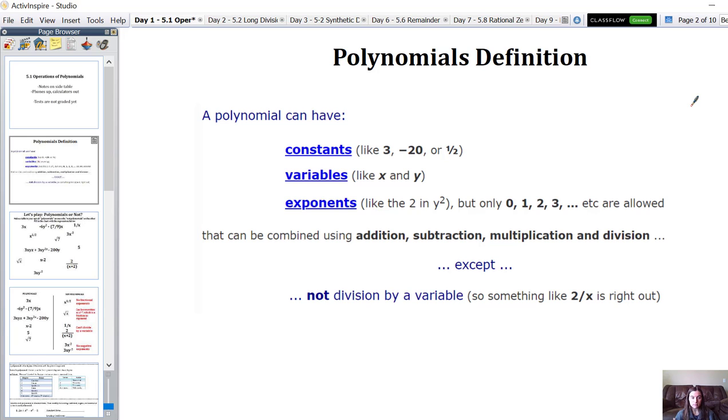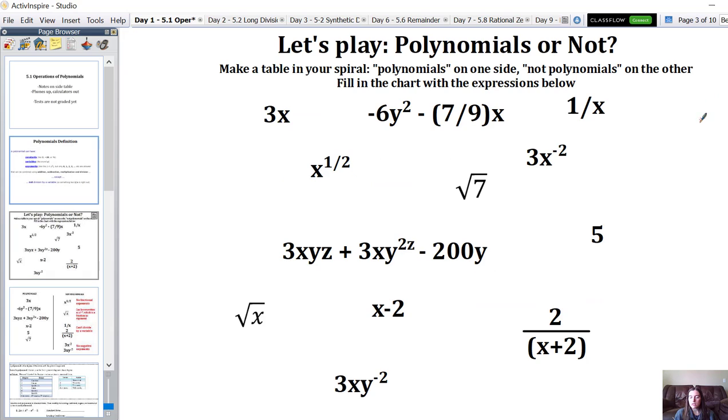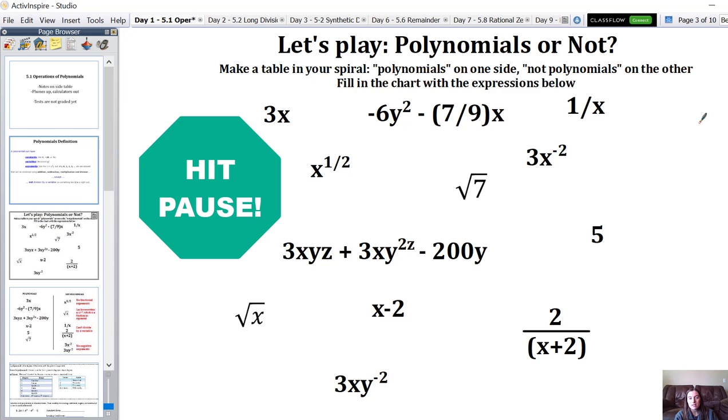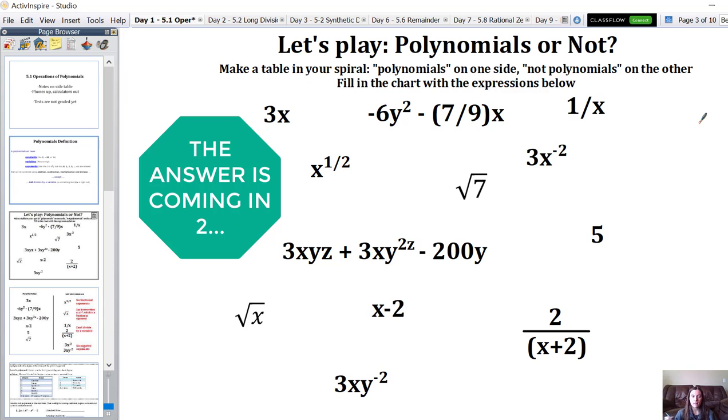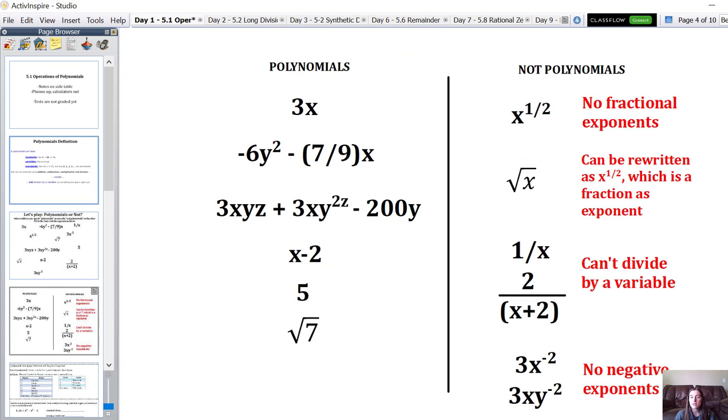So here is just a bunch of different expressions. I want you to pause the video and see if you can figure out which of these are polynomials and which ones are not. Alright, hopefully you have paused the video by now, so let's look at the answers.